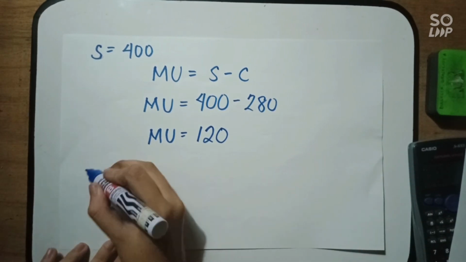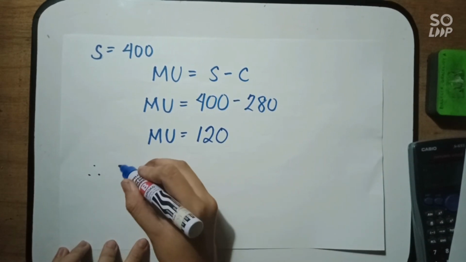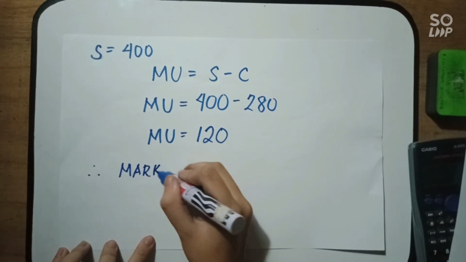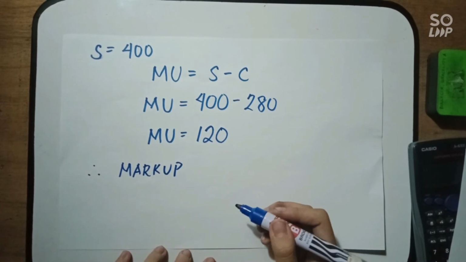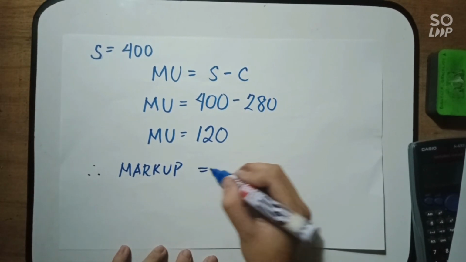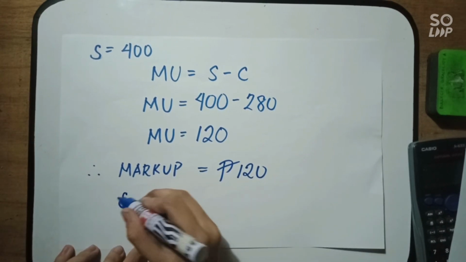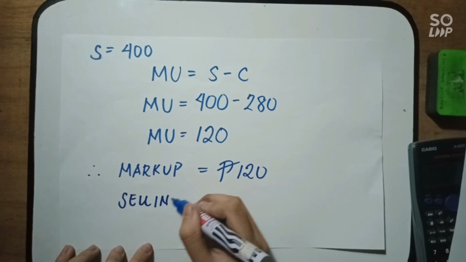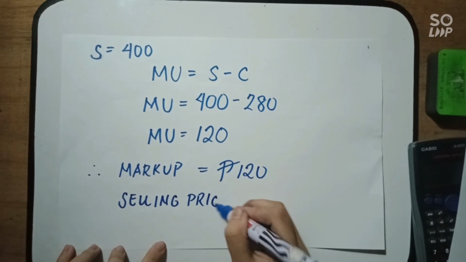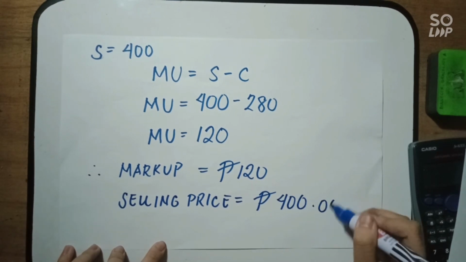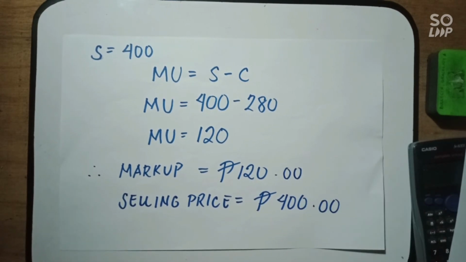So therefore, the markup for the said tap is 120 pesos and the selling price is 400 pesos. So that will be all for markup, mark-on, and markdown.